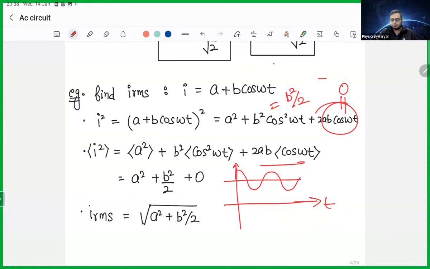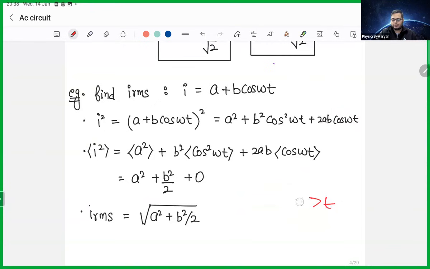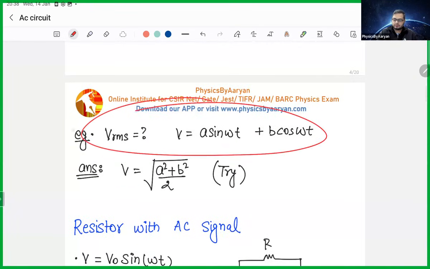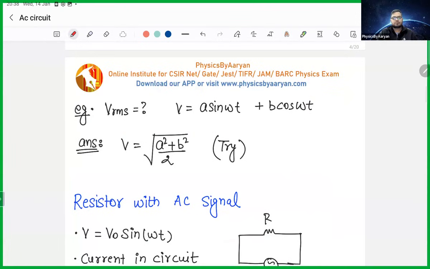That is my IRMS. I hope the concept of RMS is clear. I can give you now any voltage, any current, you can find RMS. So this will be your homework. Can you do this very quick? Yes, try to do it.